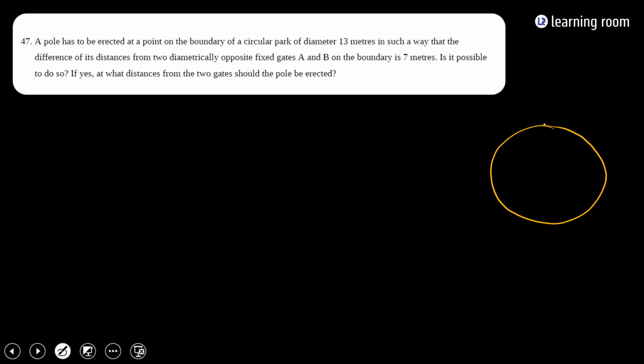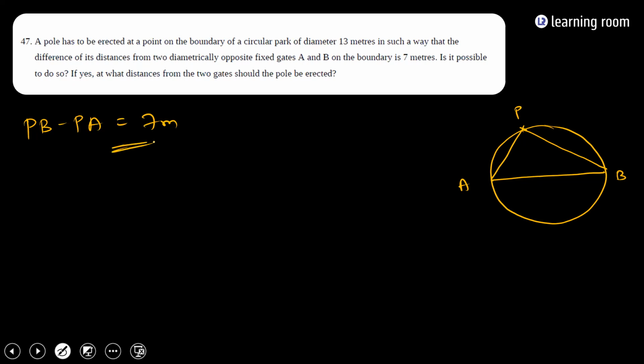So a pole is to be erected at a point on the boundary of a circular park of diameter, how many meters? 13 meters, in such a way that the difference of its distances from two diametrically opposite gates that are fixed, A and B. If I take a point P here, okay, then PB minus PA is equal to how much? 7 meter. And the diameter is given to be 13 meter. Now the question is, is this kind of a scenario possible?